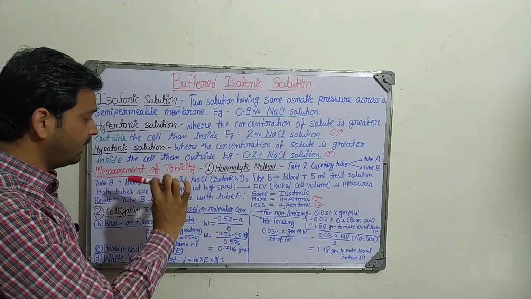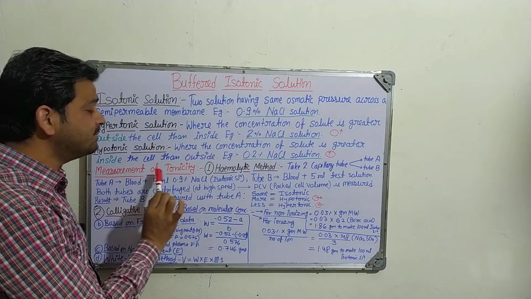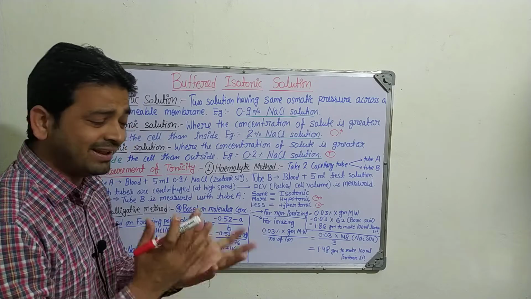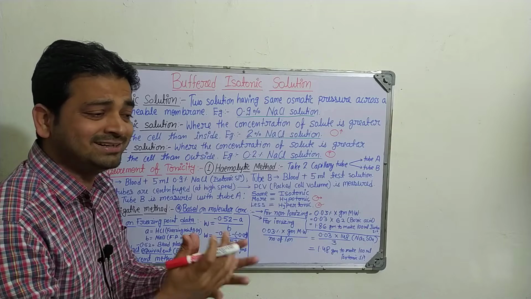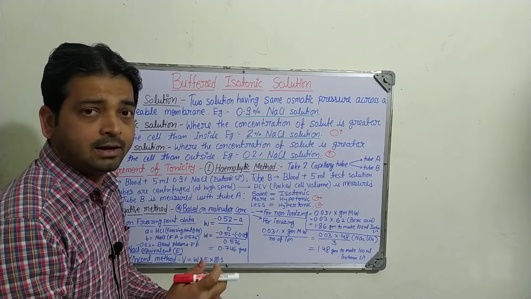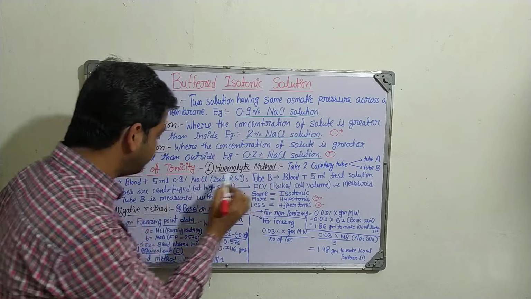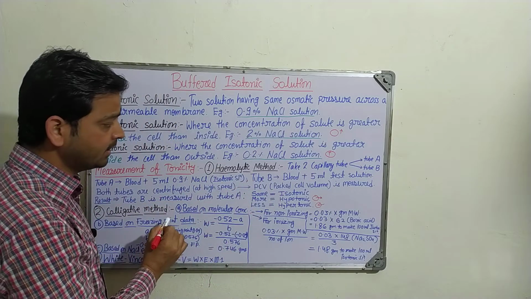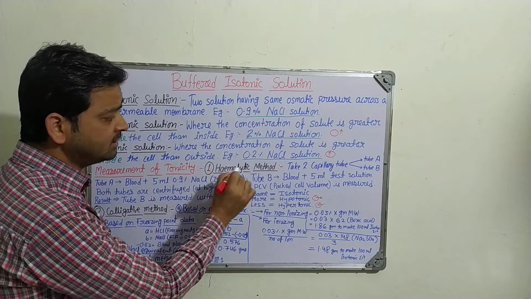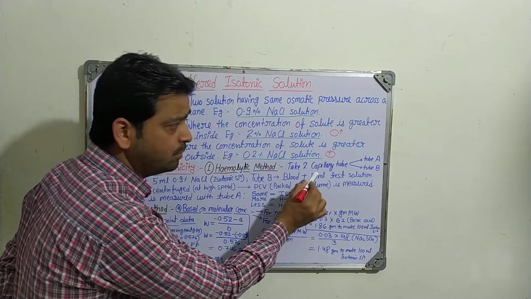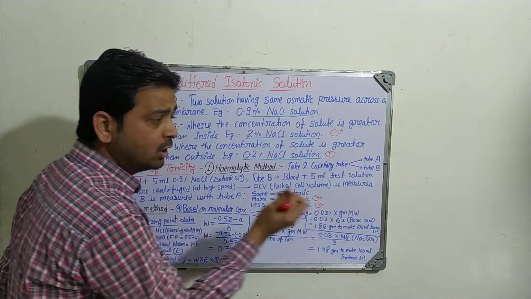Now coming to another important topic, measurement of tonicity. What is tonicity, and how are we going to measure it for any test substance or test solution, or any kind of drug? There are two main methods, the hemolytic method and the colligative method, right? Coming to the hemolytic method, in this method we have to take two capillary tubes, tube A and tube B, right?